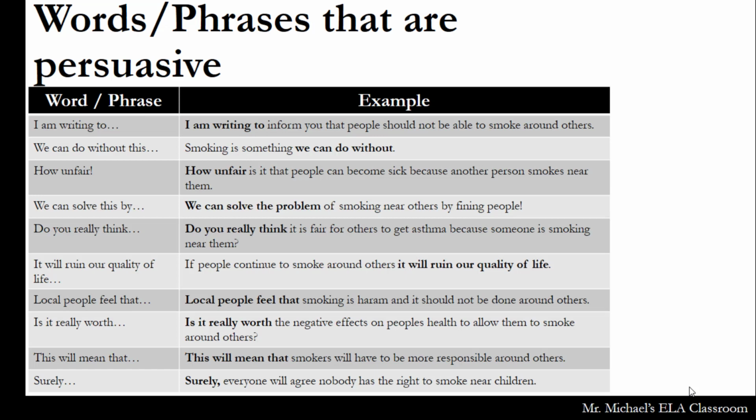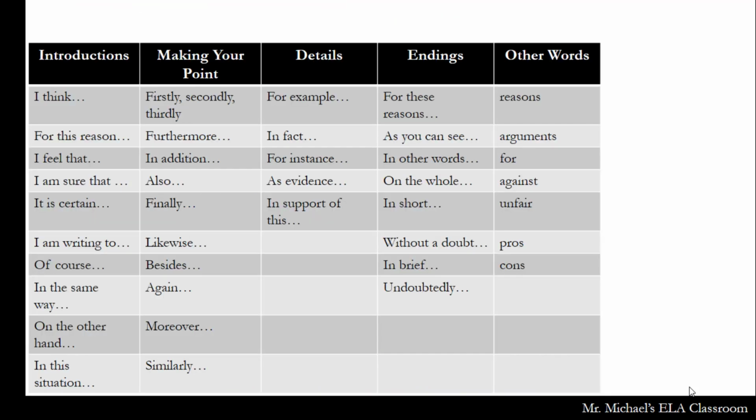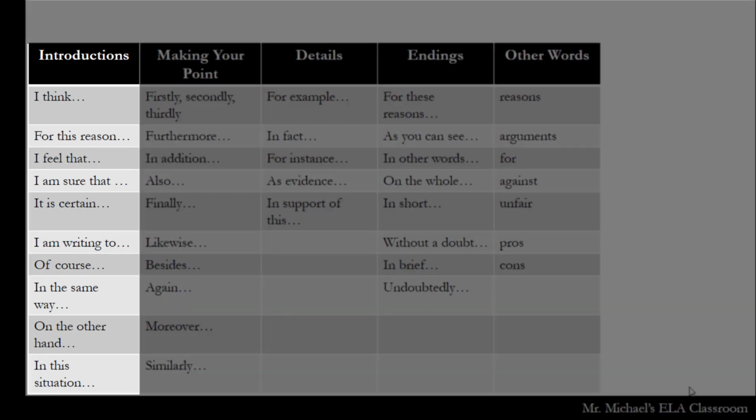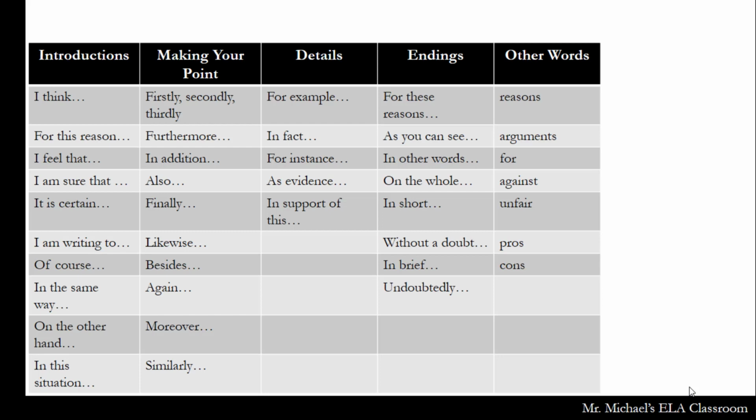So these are some words and phrases that are persuasive. We can use these when we are writing persuasive essays. Here are some words that we can use in our various paragraphs in our persuasive essay. So in the introduction, we could use things like I think, for this reason, I feel that, I am sure that, it is certain, I am writing to, of course, in the same way, on the other hand, in this situation.